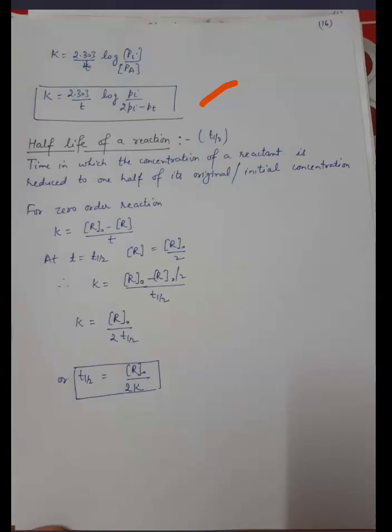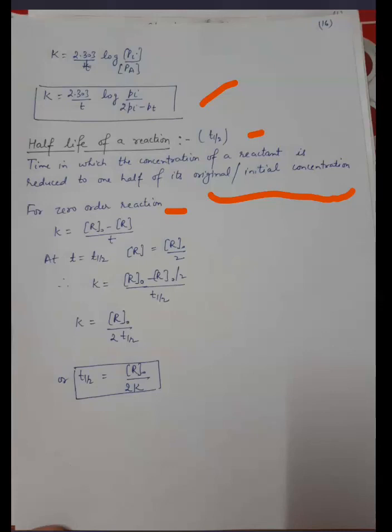Now the important topic, half-life of a reaction. Half-life is denoted by t half. What is half-life? Half-life is the time at which half of the reactant has reacted, the time in which the concentration of the reactant is reduced to one half of its original initial concentration. So first we will calculate the half-life period for a zero order reaction.